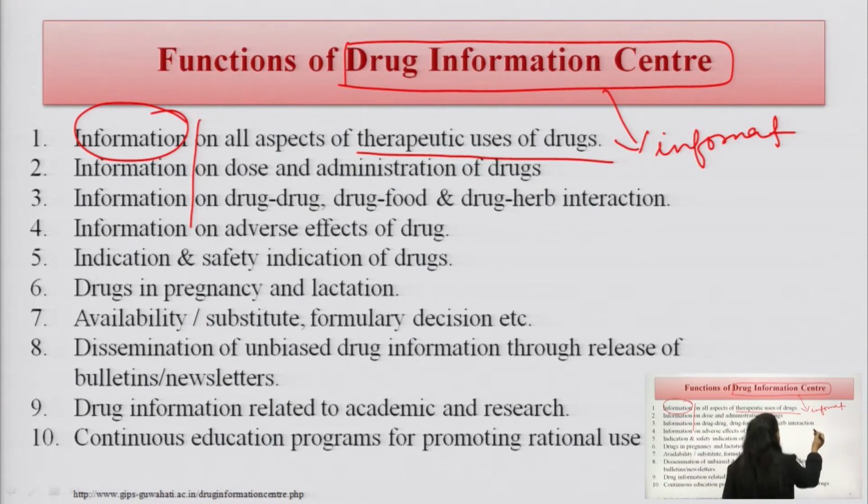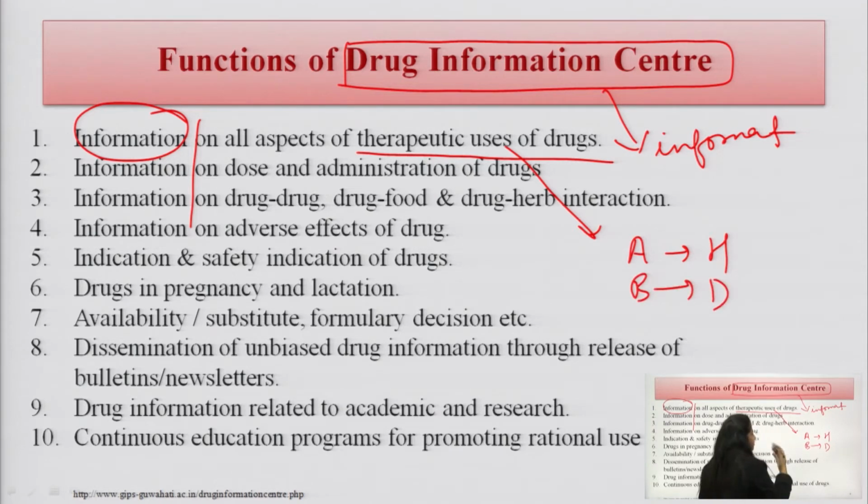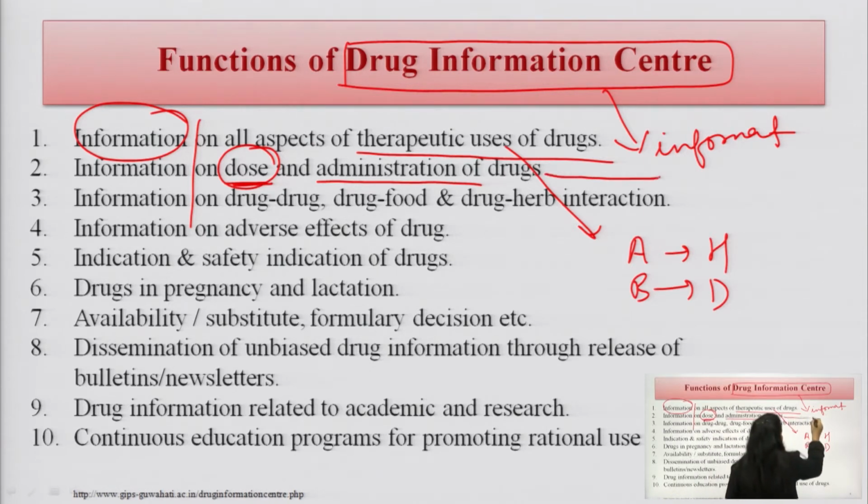The word therapeutic use shows that a particular drug A is used for hypertension, and a particular drug B is used for diabetes. A patient, physician, or any health professional can make an inquiry about this at the Drug Information Center. Then the information on dose, as I told you in the previous slides: they will tell about the dose and about the administration, how to administer the drug. Sometimes there is a problem with the administration of a drug. The patient doesn't actually know how to take the drug.